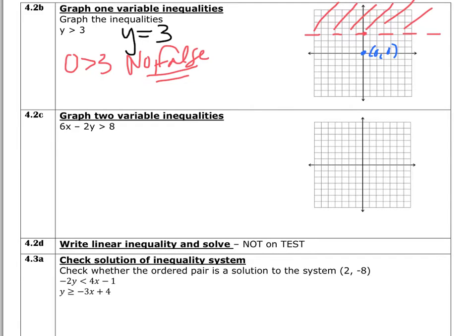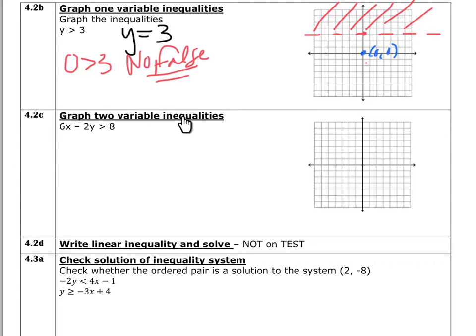You can also do a shortcut to this shading if you don't want to pick the point here like we did. If you think about it logically, this says y is greater than 3. You want all the y's that are greater than 3. Well, on the graph paper, these y values here are higher than 3. These are lower than 3. So you actually would shade for the higher values of y, and that will work every time.